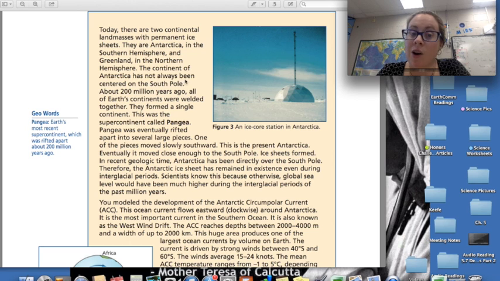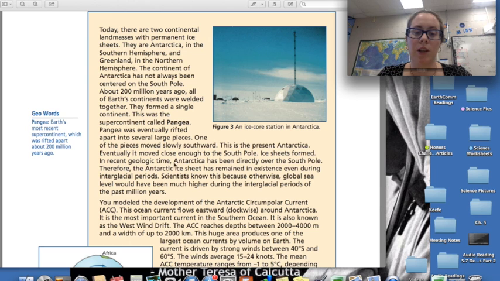The continent Antarctica has not always been centered around the South Pole. About 200 million years ago, all of Earth's continents were welded together. They formed a single continent. This was the supercontinent called Pangaea. Pangaea eventually rifted or broke apart into several large pieces. One of these pieces moved slowly southward. This is the present Antarctica. Eventually, it moved close enough to the South Pole.